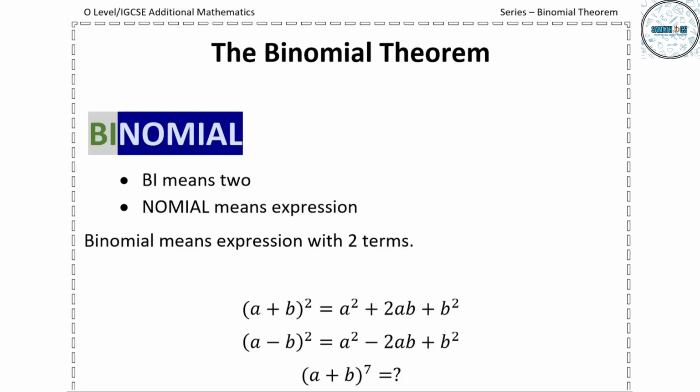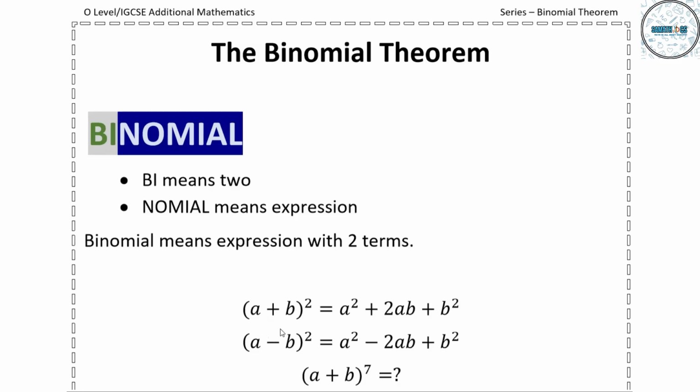Today, we will solve exam-style questions on the binomial theorem for O Levels and IGCSE Mathematics with clear step-by-step explanations to help you prepare confidently for exams. Bi means two and nomial means expression. So binomial means expression with two terms.